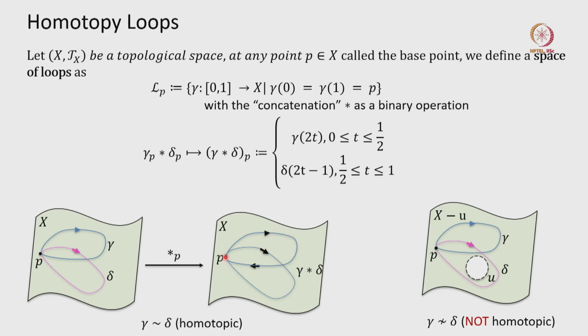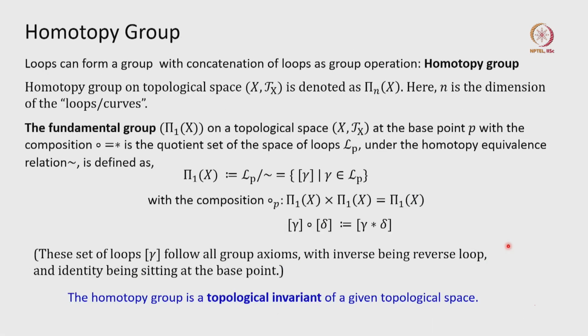You go around twice, that is the same as going around once or shrinking it to a point, but here you cannot do that. So, that means these two loops are not homotopic. And we also talked about how all these loops form a space called loop space, and if you take one element from each equivalence class of those loops, that forms a group which we call the homotopy group.